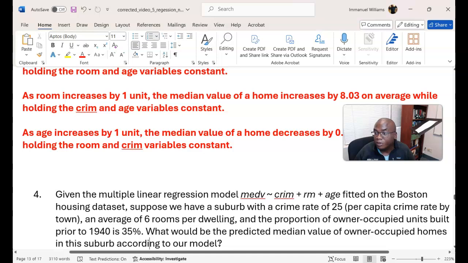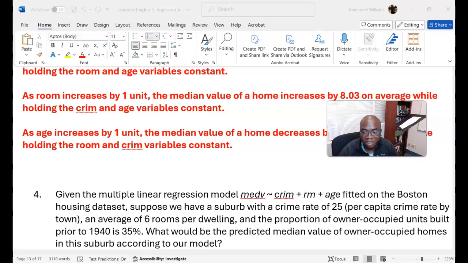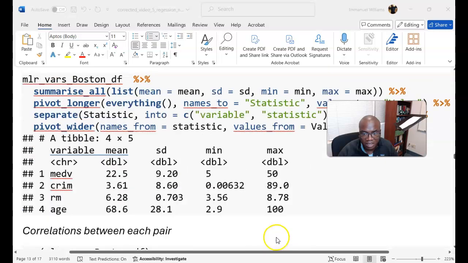So then remember, one of the purposes for regression is to make predictions. Okay, it's to make predictions. So here, given this particular multiple regression model, we're using these explanatory variables to predict median value on the Boston housing data set. Suppose we have a suburb with 25 per capita, average room dwelling is 6, and the proportion of homes built before 1940 is 35%. So what you would do is you would confirm that you have values in between the min and max.